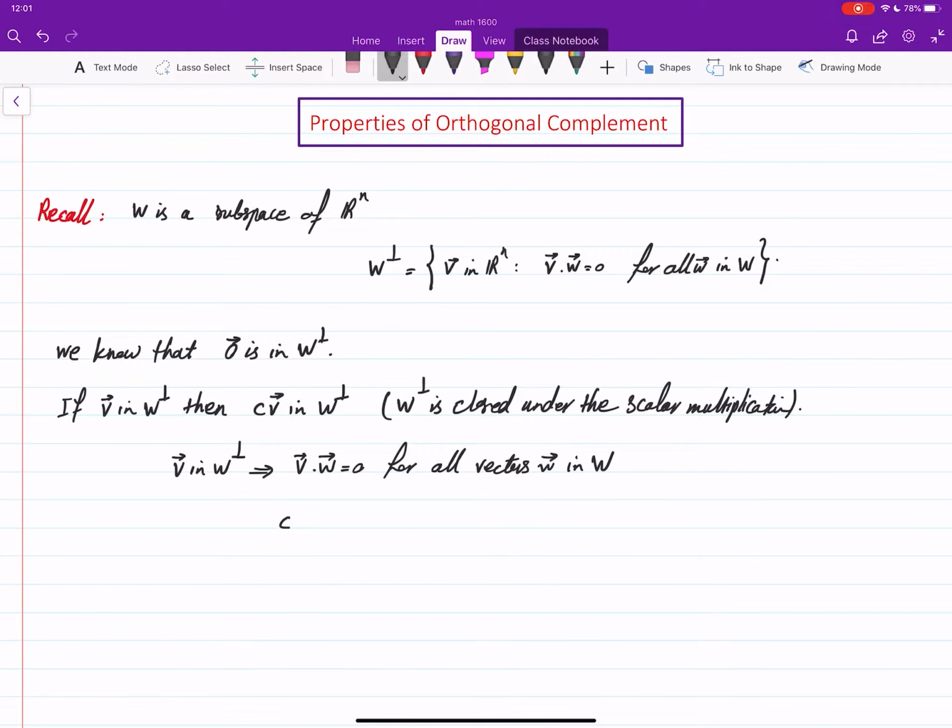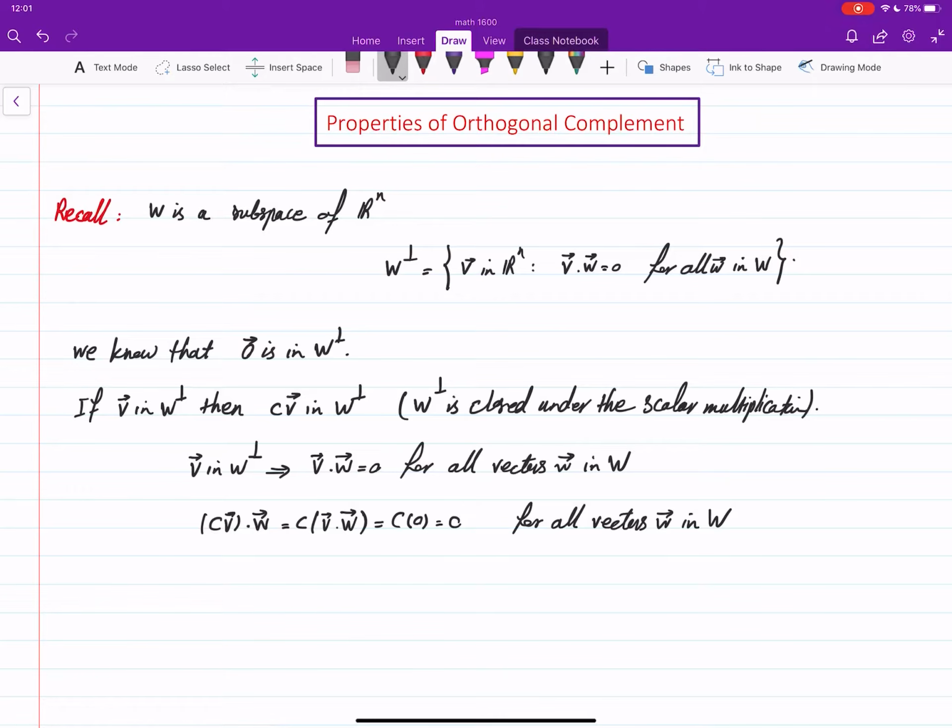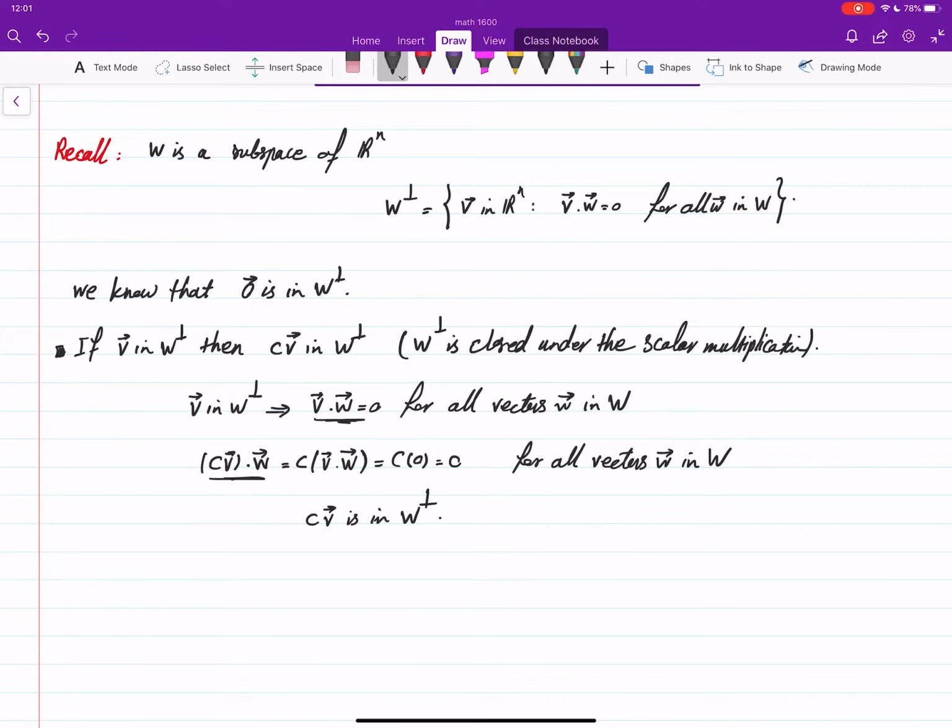Now, if you multiply this whole thing by c, which we know is c times 0, and that is going to be 0, you can write this as cv dot w, for all vectors w in W. So what we showed is that if this is true, this cv dot w is also 0 for all w's in W. That means that actually cv is in W perp. We can go even further.